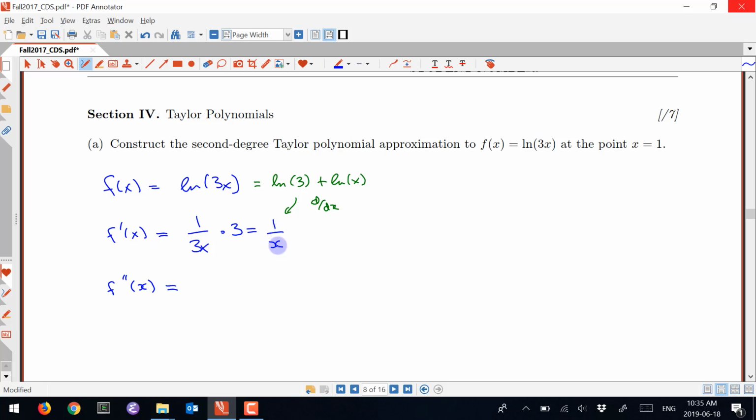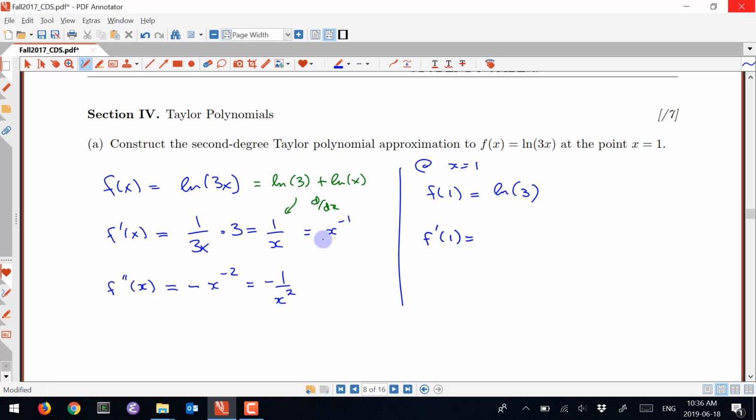And then for the second derivative, it might be helpful to write this as x to the negative 1. Then we can use the power rule, negative x to the negative 2, which is negative 1 over x squared. Next up, we evaluate this at the point x equals 1. F of 1 is ln of 3 times 1. That's just ln of 3. F prime of 1 is going to be 1 over 1, that's 1, and F double prime of 1 is going to be negative 1 over 1 squared, or negative 1.